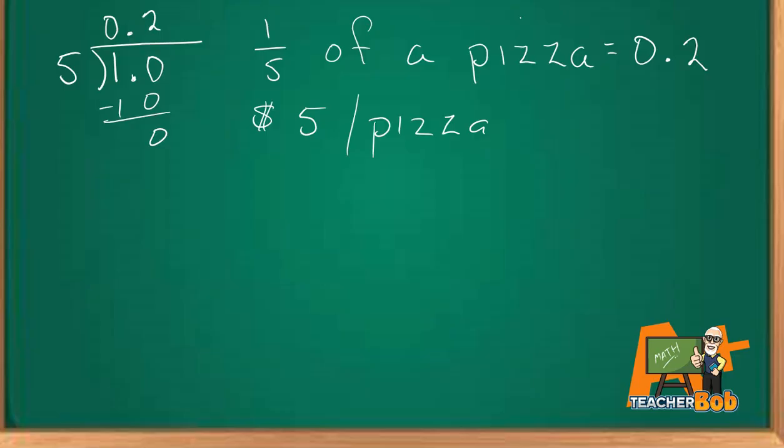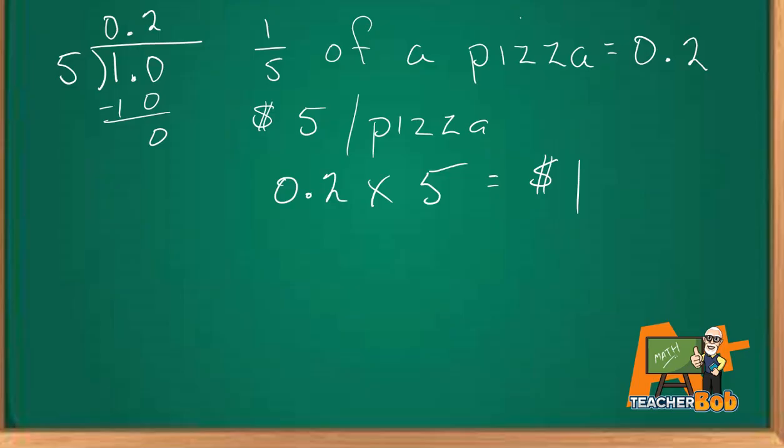All right, so now we multiply. So we're just going to go 0.2 times $5, which is what it would cost for the whole pizza. And decimal 0.2, or 1/5 of 5, is equal to $1.